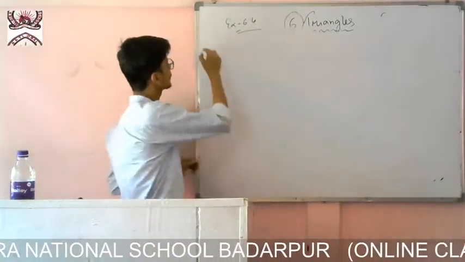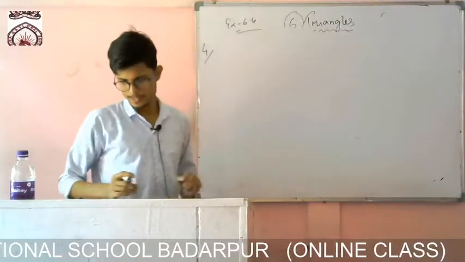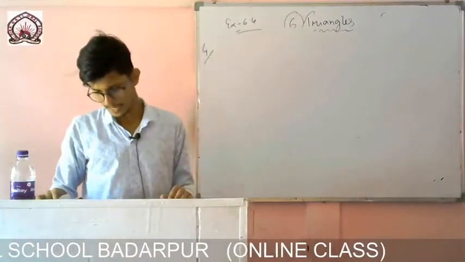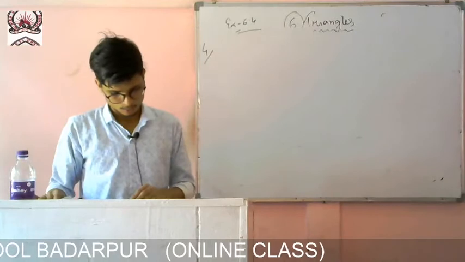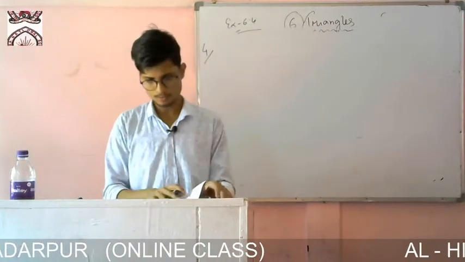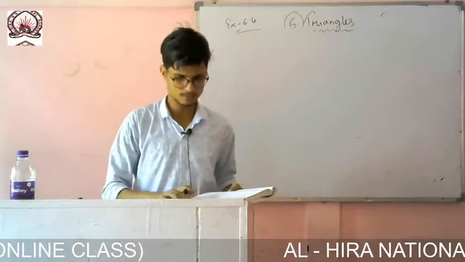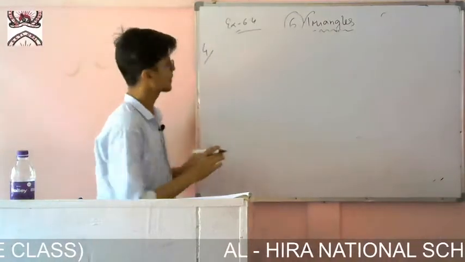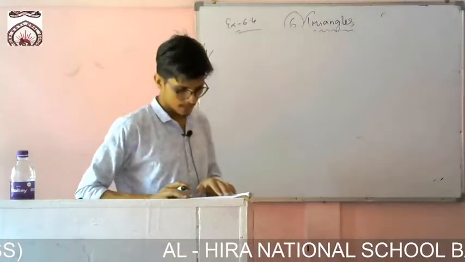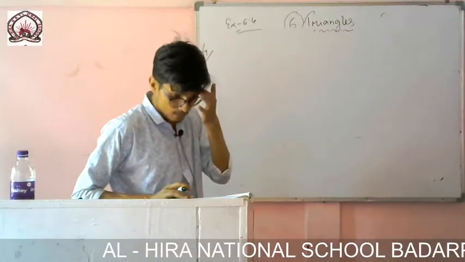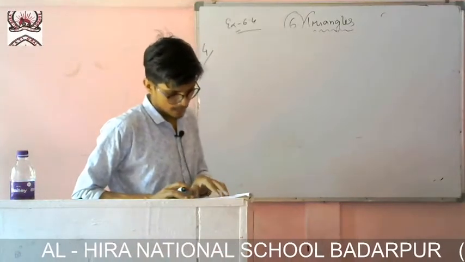Question number 4. If the areas of two similar triangles are equal, prove that they are congruent. This is also not that tough, just 3-4 lines. You have to just write it nicely, you will get it. So what is given? That the areas of two similar triangles are equal. I have to prove that they are congruent.